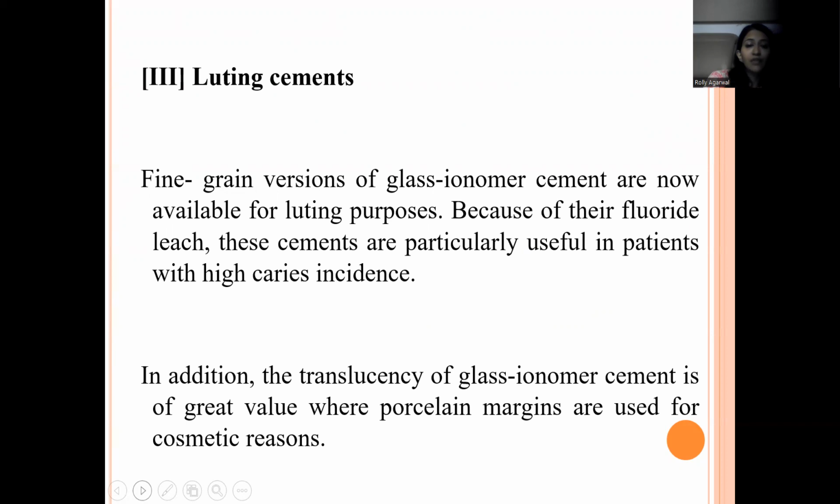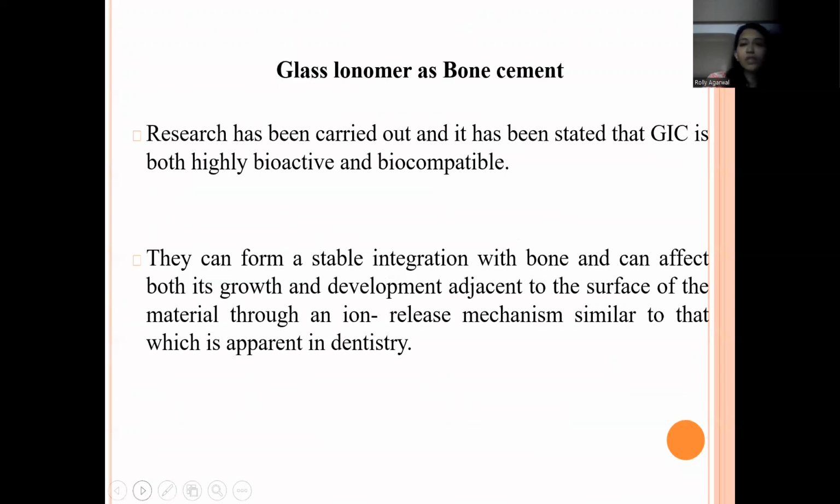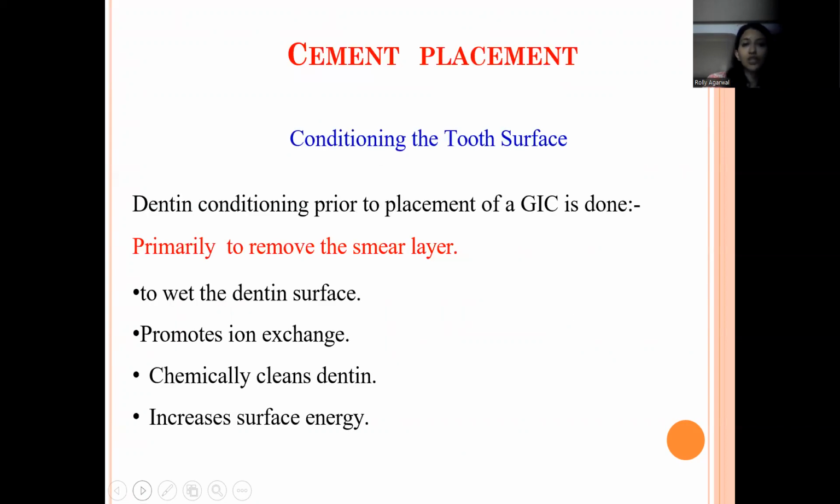will have a film thickness of approximately 20 to 25 micrometers. There will be a finer particle size for this because whenever you're using it as a luting cement, there will be limited powder and a higher amount of liquid. So even the chances of pulpal irritation will be more. Glass ionomer cement has also been proposed as a bone cement in case of surgical procedures.